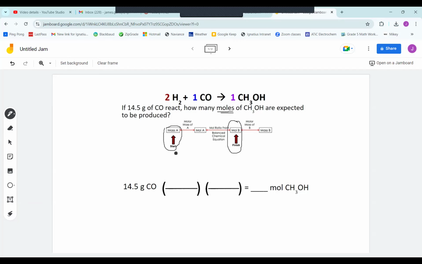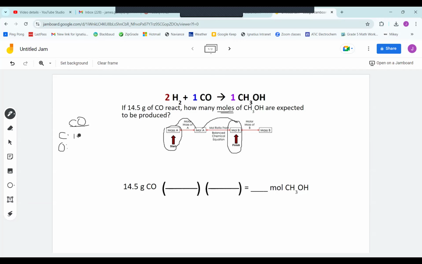On this stoichiometry roadmap, we're going to make 2 hops. The first hop is going to involve the molar mass of CO, and the second hop will involve the molar ratio from the balanced equation. We need to actually get the molar mass of CO in order to solve this problem. So that means break out your periodic table. And let's do a little bit of work here.